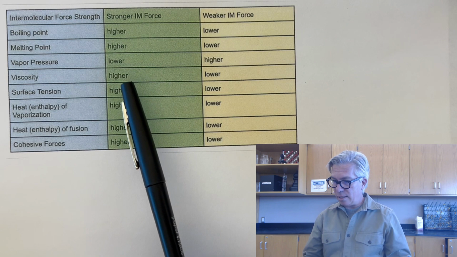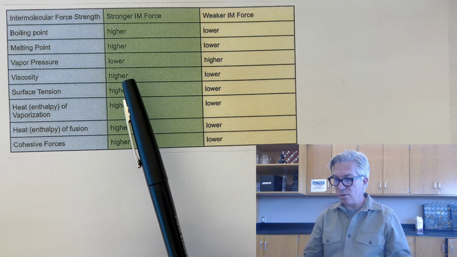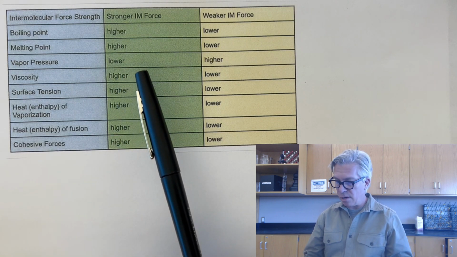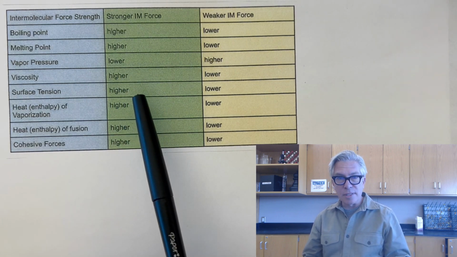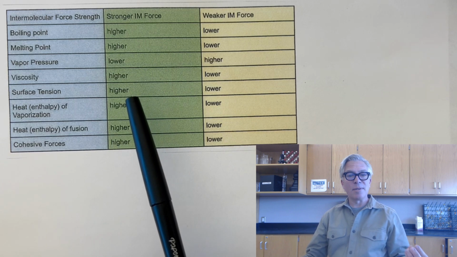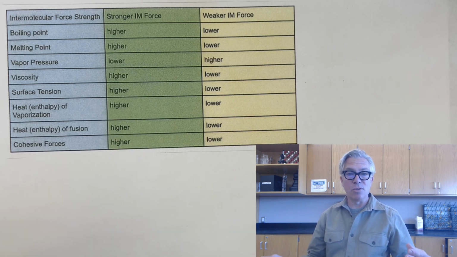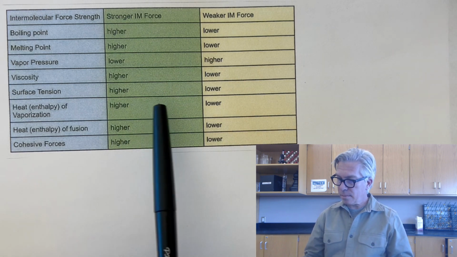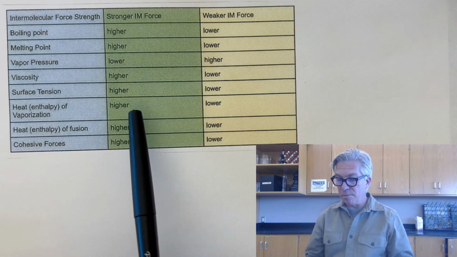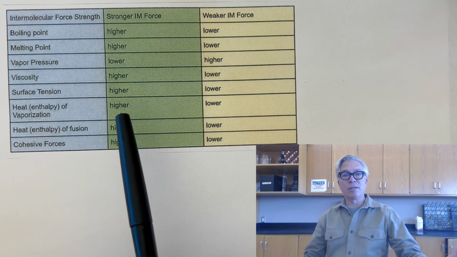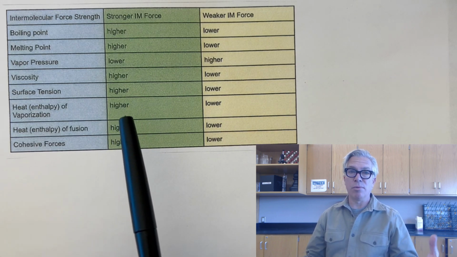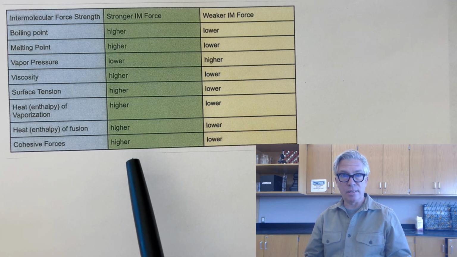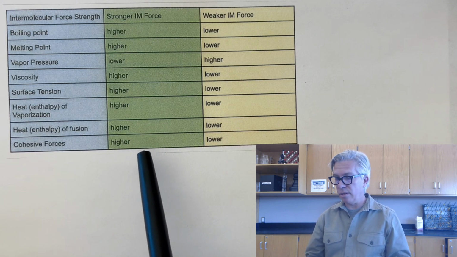And as you look down this list, viscosity is higher with stronger intermolecular force. The molecules hold together tighter and resist flow. The surface tension is higher with stronger intermolecular forces because the molecules want to stick together and minimize their surface area. And higher enthalpy of vaporization. Stronger intermolecular force needs a lot more energy to break the molecules apart. And same with enthalpy of fusion. And cohesive forces are also higher with stronger intermolecular force.